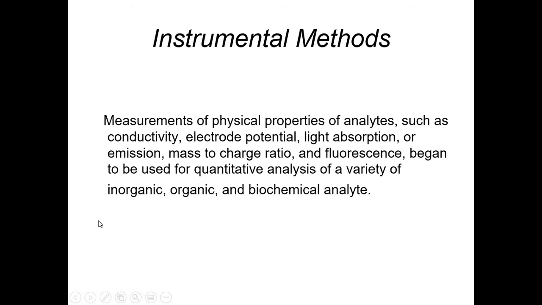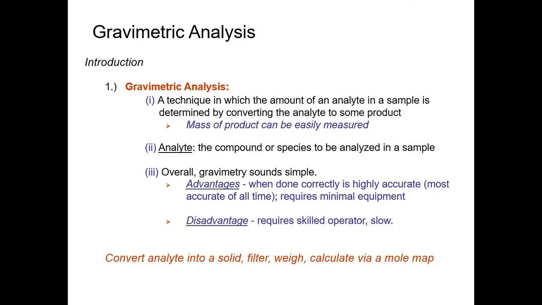So for instrumental methods, you measure the physical properties of analytes such as conductivity, electrode potential, and a lot more. Okay, so these are for instrumental methods. So let's proceed with the first type of classical method.